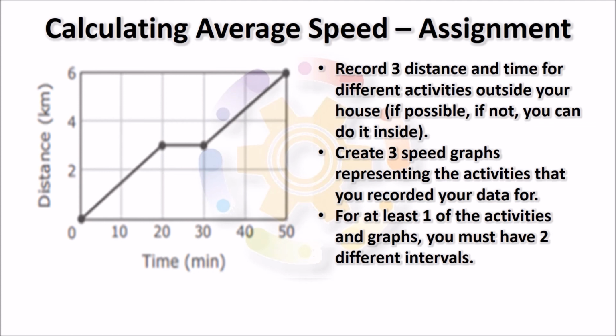Now for at least one of your activities and your graphs, you need to have at least 2 different intervals. So it's okay for a couple of your graphs to look like that first graph, but at least one of your graphs needs to show at least 2 different intervals, which means you're going to have to measure a checkpoint along the way for whatever activity you're doing. This could be a little bit challenging.